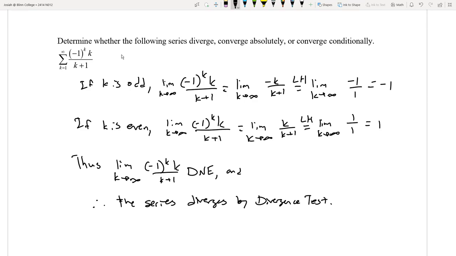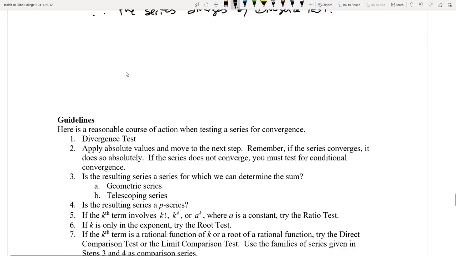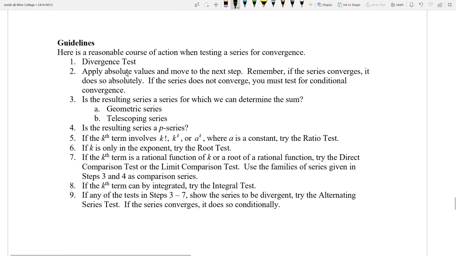So here is, with all of this stuff, the sum up when testing a series for convergence. First and foremost, divergence test. Right? If back here we have divergence, then there's no point in doing any of the other stuff. It diverges. Apply the absolute values, move on to the next step. If the series converges at that point, it does so absolutely. If it does not, you have to test for conditional.